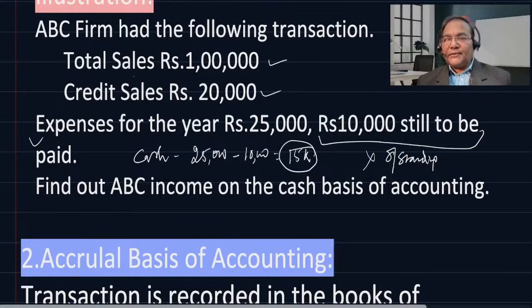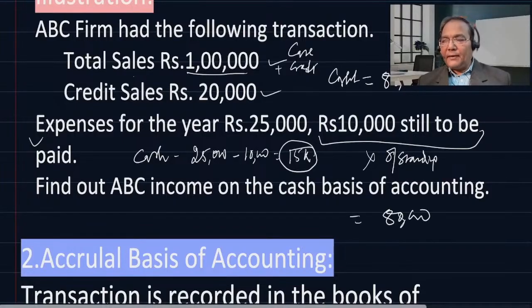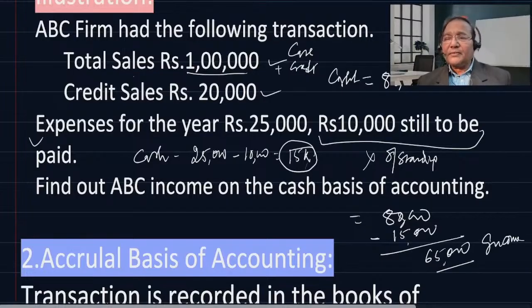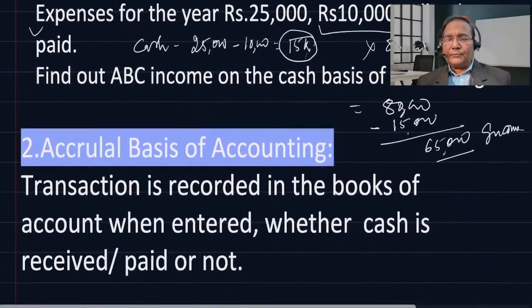Now sales. This is the total sales, which includes cash plus credit. Now out of this 1 lakh, credit sales happen to be 20,000. So actual sales, how much? Total sales minus credit sales, so cash sales is equal to 80,000. So the profit or income of ABC firm will be this 80,000, which is the cash inflow in terms of sales, minus the cash expense of 15,000. So this is 65,000. This is to be treated as income. I hope you understood this, right? This is the cash basis of maintaining books of account.